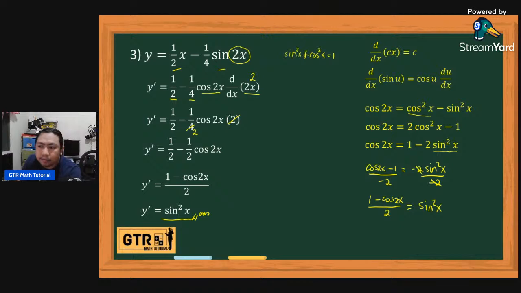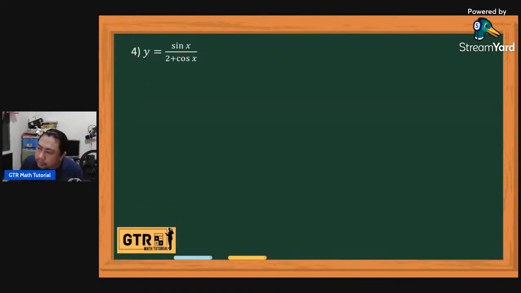Okay, so next, number 4. Number 4, y equals sine x over 2 plus cosine x.